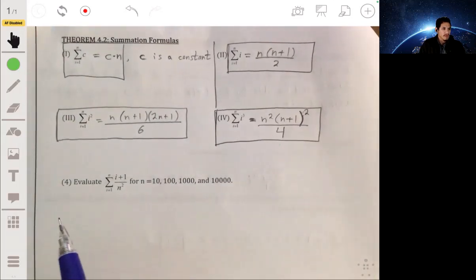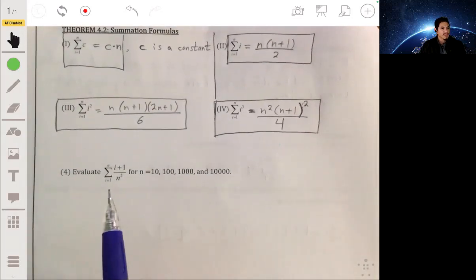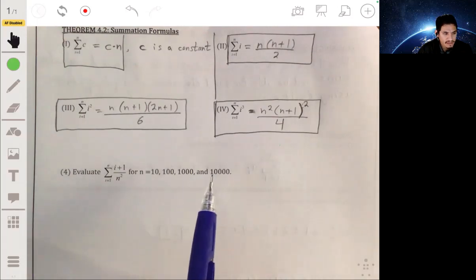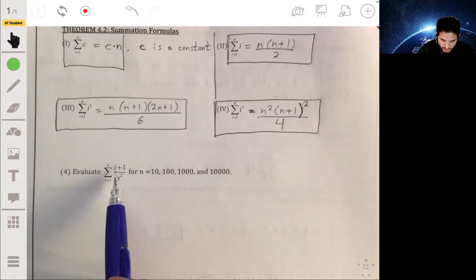Okay, so problem 4, we're going to evaluate this sum for n equals 10, 100, 1,000, and 10,000. So each of the terms are equal to i plus 1 over n squared.